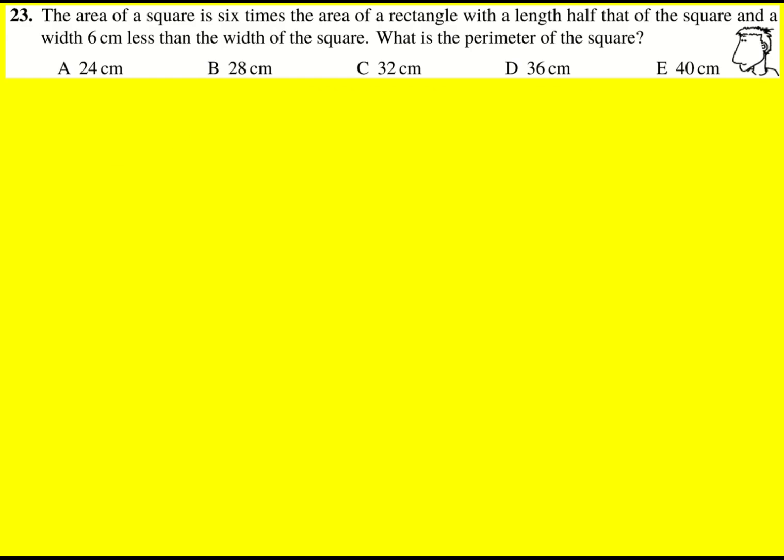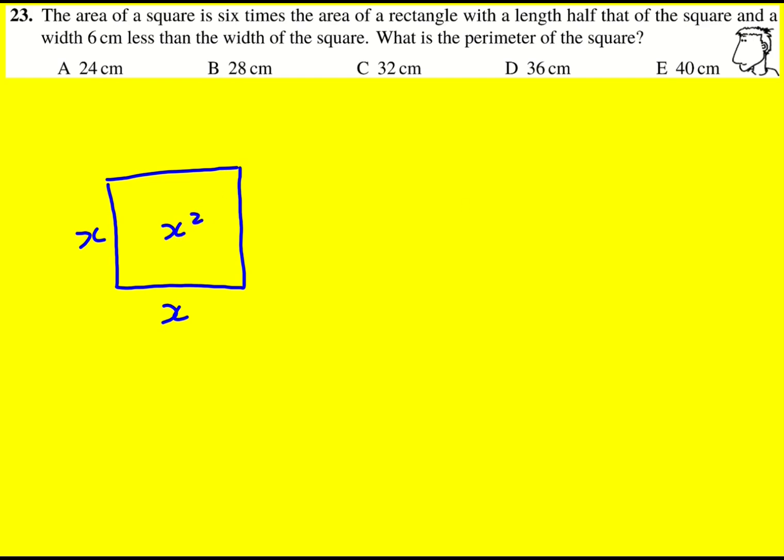The area of a square is 6 times the area of a rectangle with a length half that of the square and a width 6 less than the width of the square. Okay, there's quite a lot to unpack here. Let's just get the square down, and I'm going to say that its sides are x, which means its area is going to be x squared.